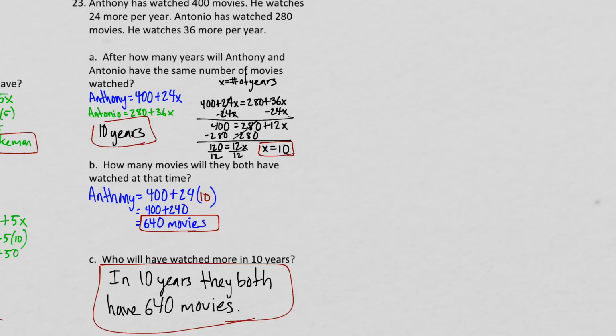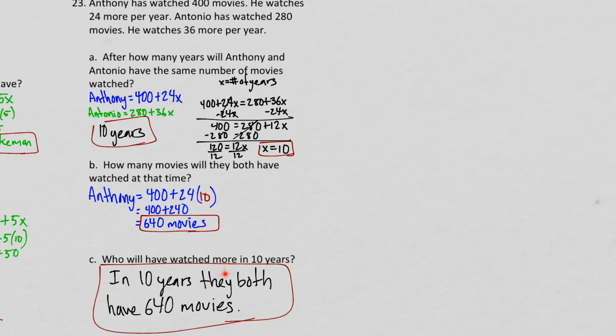How many movies will they both have watched at that time? I plugged in 10 into Anthony, and I got 400 plus 240 equals 640. So they both will have 640 movies. You could also plug it in into Antonio. You're going to get 360 plus 280, which is still 640.